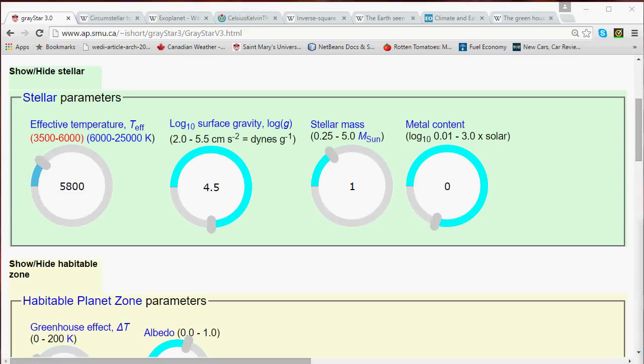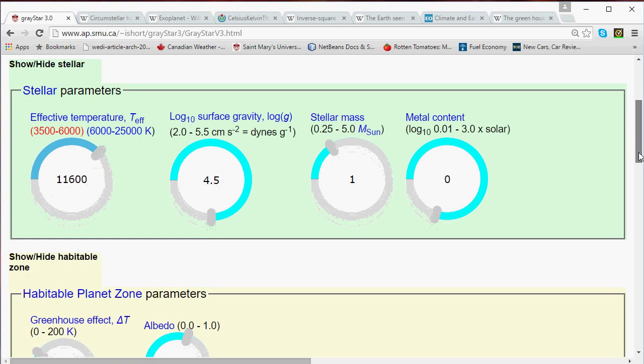So let's start by doing some experiments with effective temperature. I'm going to grab hold of this effective temperature knob here, and I'm going to double the effective temperature from the sun's value of 5800 Kelvin. So I want to turn this up to 11,600 Kelvin or so, and probably the best bet is just to type in here to get the exact value I want. Okay, so now let's take this in stages.